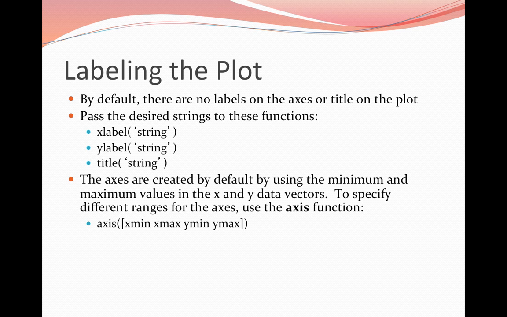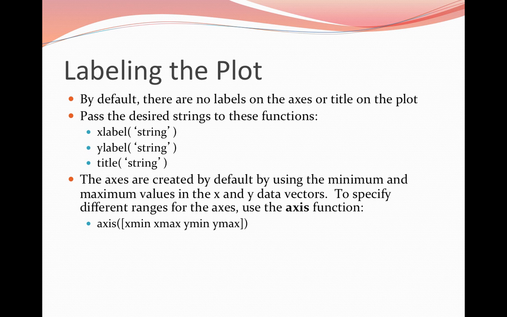By default, you don't get any labels on the plot at all. So nothing on the axes, no title on the plot. You can create those using the functions xlabel, ylabel, and title, and to each of those you pass a string. So xlabel parentheses a string, whatever you have in the string, that's what will show up as the label on the x-axis. Same thing for ylabel, and the title goes on top of the plot. Again, whatever you put inside of the string, that's the title that will show up on your plot.